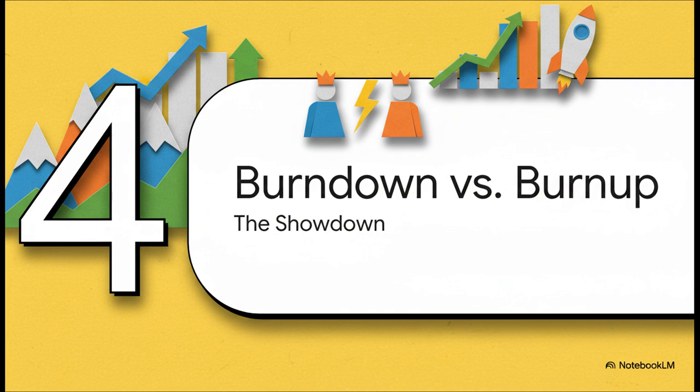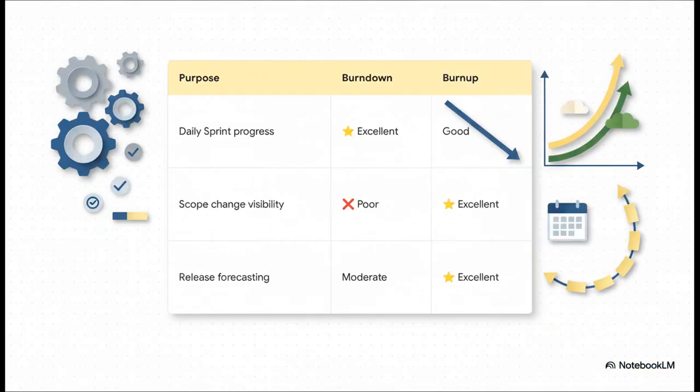All right, so we've met both contenders. Now let's put them head-to-head in a direct showdown, so you know exactly when to use each one. This table pretty much says it all. For that day-to-day, in-the-weeds tracking inside a single sprint, the burndown is fantastic. It's simple, it's focused, but the second you need to see scope changes or talk about long-term release forecasting, the Burnup is just way, way better. It gives you the complete picture.